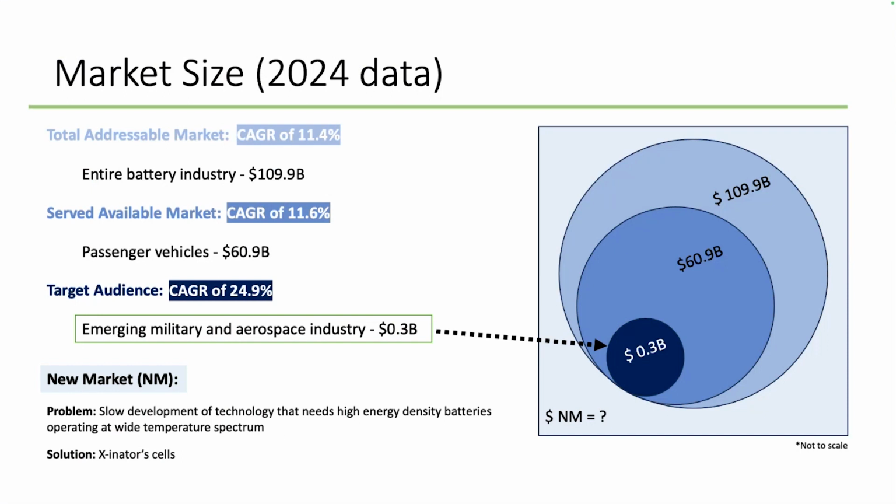So market size. The total addressable market, which is about $110 billion, is the entire battery industry. However, we're going to focus on just a small part of it, which is the military and aerospace, and that's about 0.3 billion. And you can clearly see the growth rate is pretty high, which is 25%. And of course, there's the new market, because there are a lot of technologies that can't be developed because batteries lack high energy density. So when we have high energy density, new technologies come in and hence a new market.